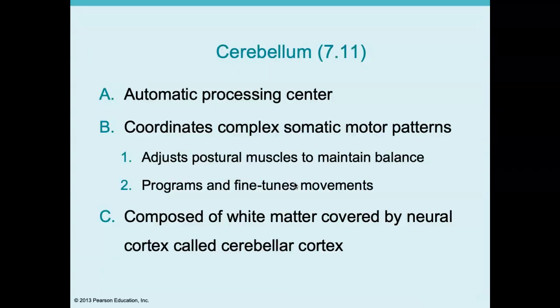Cerebellum, it's kind of cool because they've always said that it adjusts our postural muscles to maintain balance, fine-tunes movements, but just in the last 6 months they've discovered that it also is responsible for a lot of thinking. So we still don't know everything about the brain.